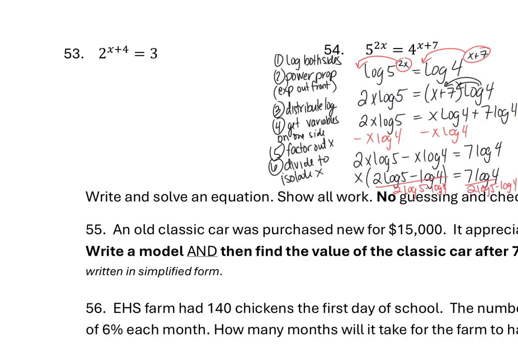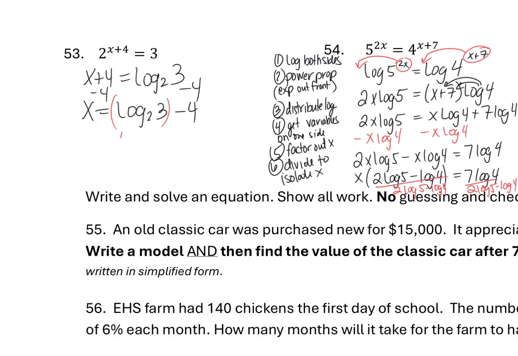So this one I'm going to rewrite as a log. Let's try that one. X plus 4 equals log base 2 of 3. And then minus the 4. X equals log base 2 of 3 minus 4. I cannot subtract that. Okay, I have to leave it as 3 and then minus 4.